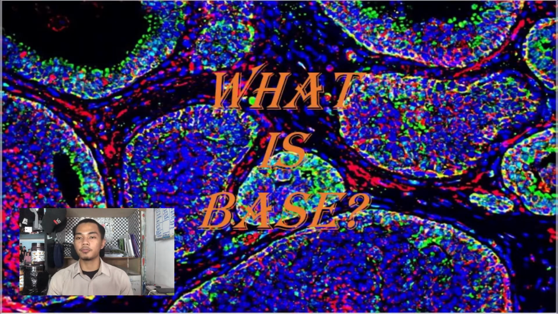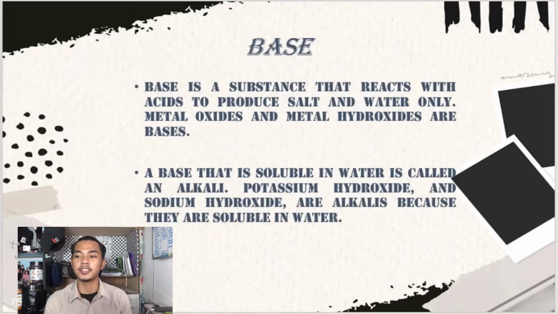Alright, next we proceed to base. So what is a base? A base is a substance that reacts with acids to produce salt and water only. For example, metal oxides and metal hydroxides are bases. Alright, and then next we have the alkali. So what is an alkali? An alkali is a base that is soluble in water. So when a base is soluble in water, it is called an alkali. For example, we have potassium hydroxide and sodium hydroxide.